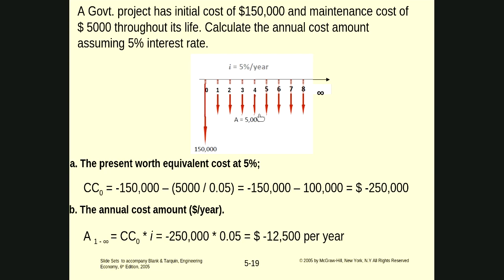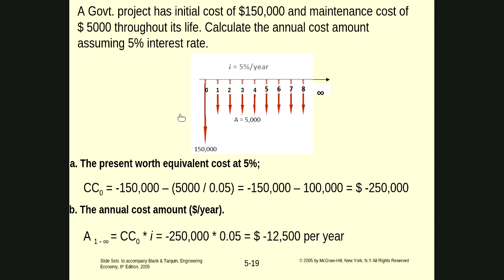But the 5,000 we convert using the capitalized cost formula, which is P equals A divided by i, and the A here is 5,000 divided by i, which is 0.05, the ratio, and that is equal to a quarter of a million here, and that is the present for the whole values in this cash flow.